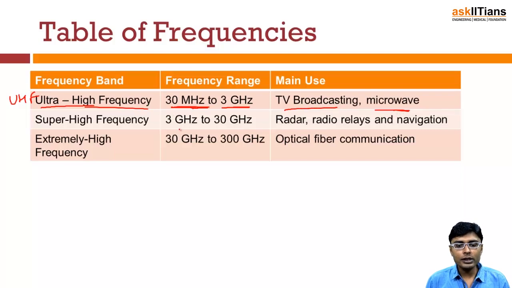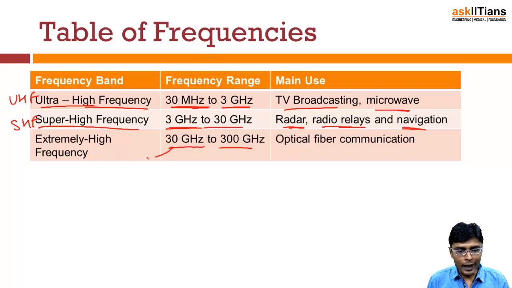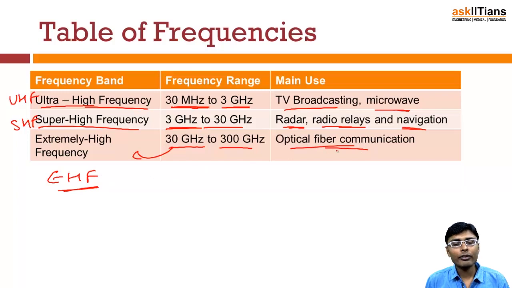Fine. The range between 3 gigahertz and 30 gigahertz is called the super high frequency band, SHF, right? And this is mainly used for radar, radio relays, and navigational purposes. The range of 30 gigahertz to 300 gigahertz is called the extremely high frequency band, EHF, right? The main purpose is optical fiber communication. So these are the bands, their ranges and their applications.